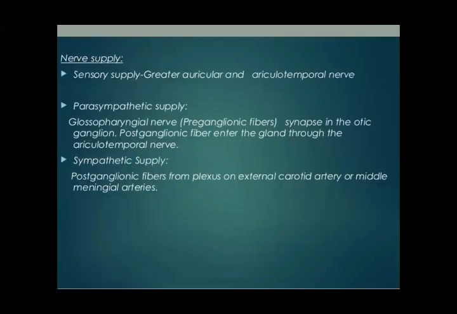Now, what is the supply? Sensory supply: greater auricular and auriculotemporal nerve. Parasympathetic supply: glossopharyngeal nerve. Preganglionic fibers synapse in the otic ganglion. Postganglionic fibers enter the gland via the auriculotemporal nerve. Sympathetic supply: postganglionic fibers from the plexus on the external carotid artery or middle meningeal artery.